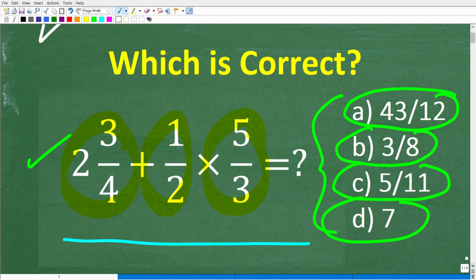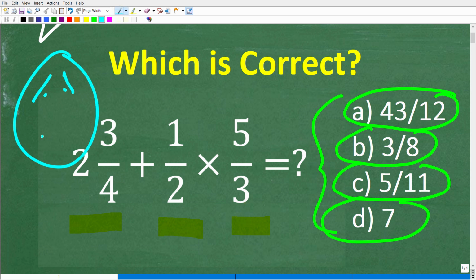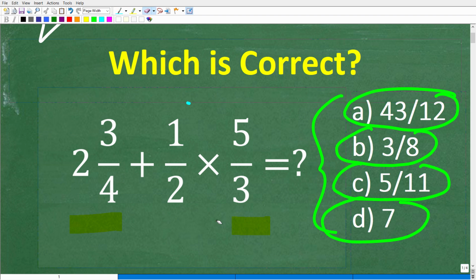All right, so one more time, here is the problem. Now, obviously, you're going to have to remember how to deal with fractions, okay? And a lot of people really just don't like fractions, including myself when I was learning this way back in the 1970s. So if you're like, hey, Mr. YouTube Math Man, I could get this right, but the last time I saw a problem like this was 1978 or something like that. Well, I totally get that. But again, the problem is 2 3/4 plus 1/2 times 5/3. What is the correct answer?